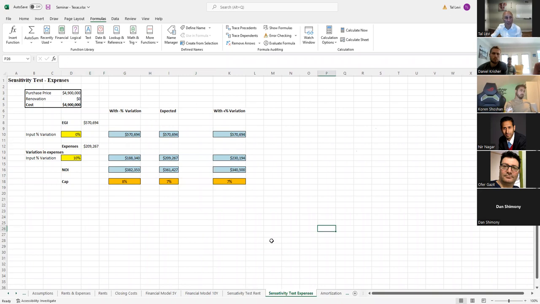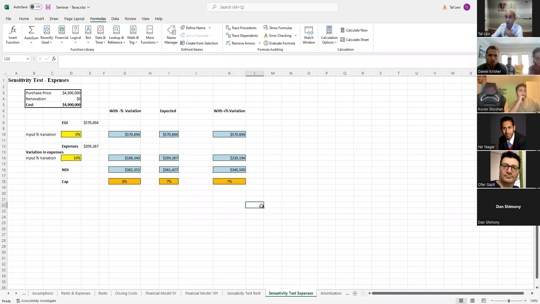The other sensitivity test goes back to what happens if expenses go up or down 10%. And you need to understand, going up 10% in one shot on all of the expenses, that's a big difference. This is not a minor difference. So I'm saying, okay, what if there's a 10% variation? We're expecting it to be 209. If it goes down 10%, I'm at an 8 cap. If it goes up 10%, I'm at a 7 cap. Still numbers that I can work with.